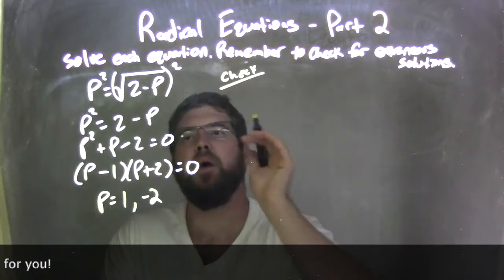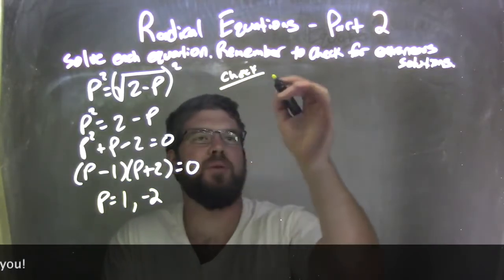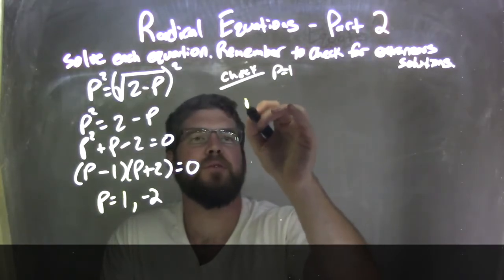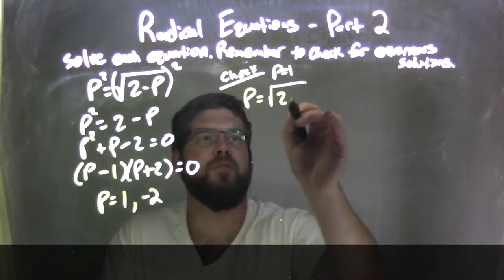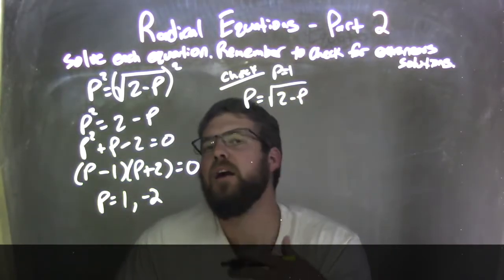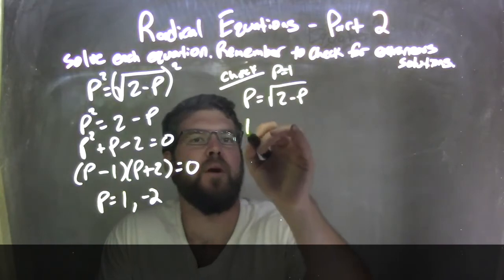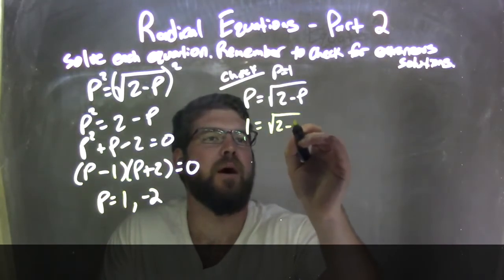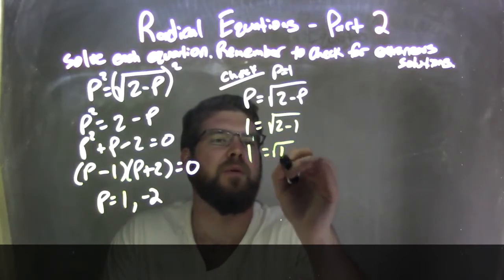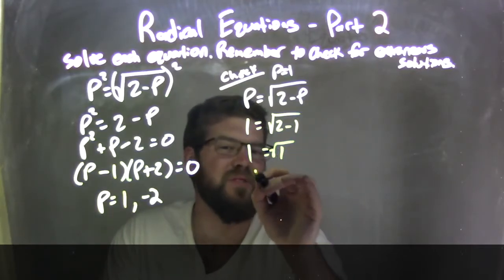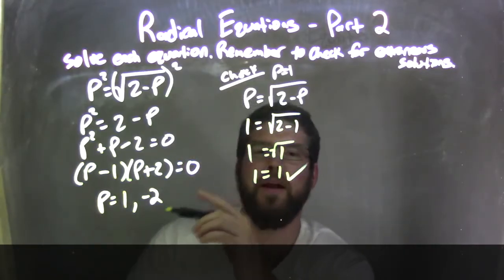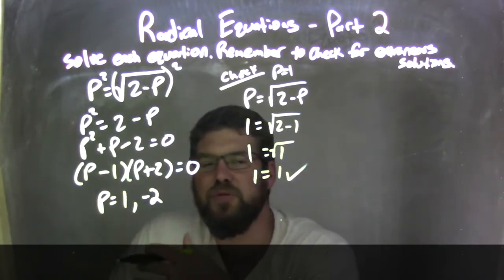To check it, I'm going to start with the first one and say p equals 1. I'm going to take my original equation, p equals the square root of 2 minus p, and plug 1 in for both p's to see if it comes out to be a true statement. So 2 minus 1 is just 1. Fantastic. It's the square root of 1, and the square root of 1 is really 1. Great, a true statement, so I know p equals 1 is a true solution.